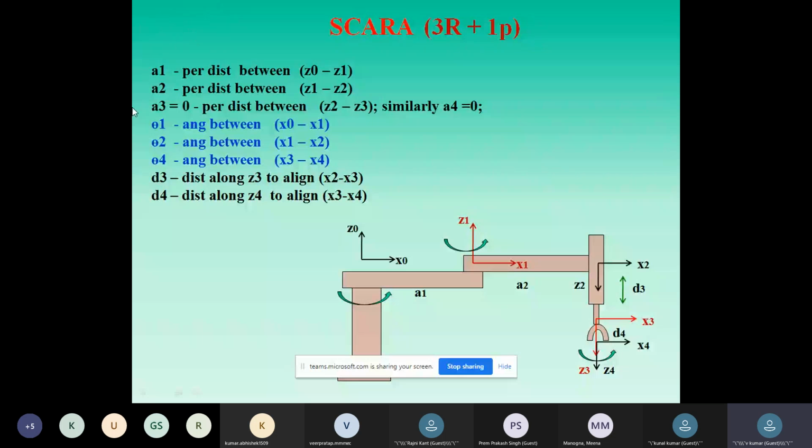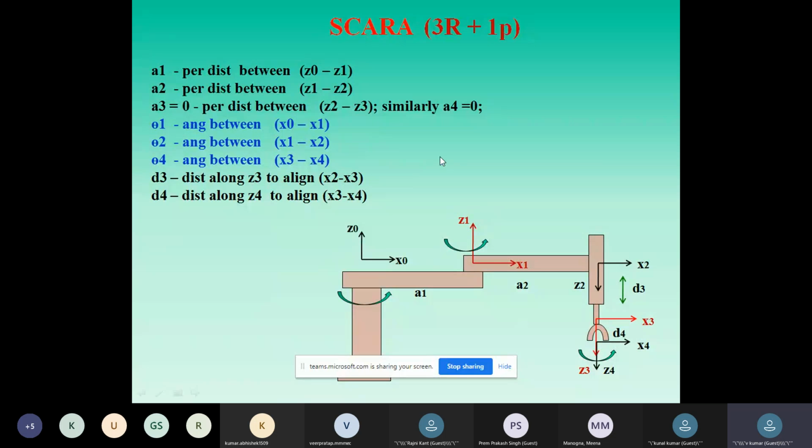Now come to D1 and D2. They will be 0 because joint 1 and joint 2 are in the same plane, so the distance will be 0. D3 is the distance between X2 and X3 along Z3, so it is D3. Similarly, the distance between X3 and X4 along Z4 is our D4.